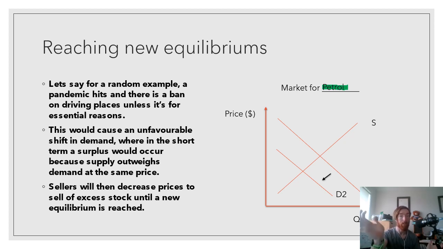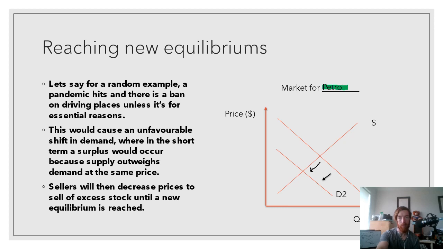Hopefully you've actually been looking around if you have gone out at all for essential reasons. I'm going to stress that a lot because I don't want you to be legally liable and getting a $1,600 fine. If you've been near a petrol station recently, petrol is the cheapest it has been in a ridiculously long time. It's below $1 a litre, which is insanely cheap. It makes me wish I had places to drive, but I'm also enjoying the savings in not having to buy petrol in the immediate term. So if this pandemic hits and people aren't allowed to drive places, this causes an unfavorable shift in the demand for petrol, as you can see drawn on the graph here.